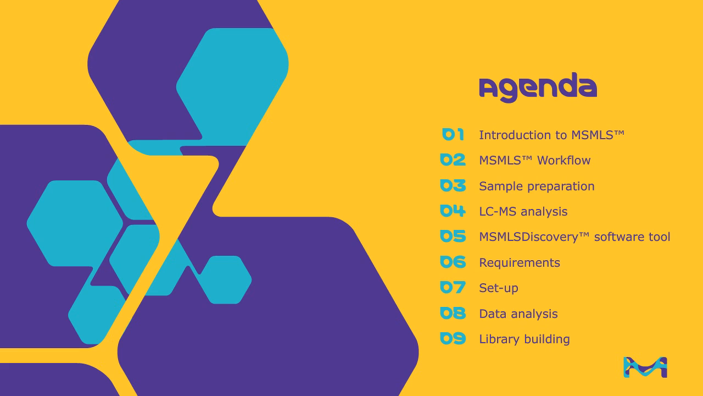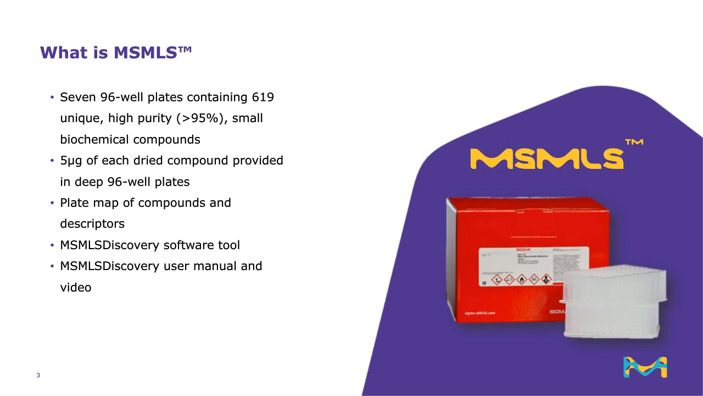All right, so what is MSMLS? The kit contains 7 96-well plates, and these are deep well plates with a maximum volume of 1.2 milliliters. As standard, these plates are alphanumerically coded, rows A through H, columns 1 through 12, containing 96 compounds per plate. 5 micrograms of dried compound is supplied in each well, 1 compound per well. The compounds are high purity, small biochemical molecules with a molecular weight generally less than 1,000 Daltons. A plate map for all the plates is provided, which I'll talk about a little later, and also provided is the software tool Discovery and a user manual for the software in the kit.